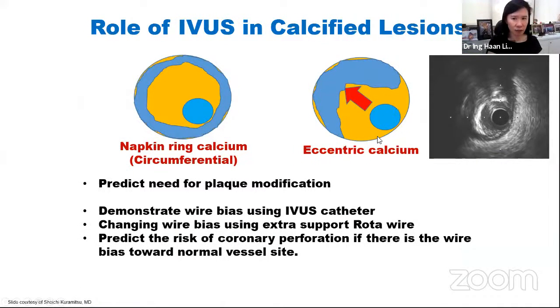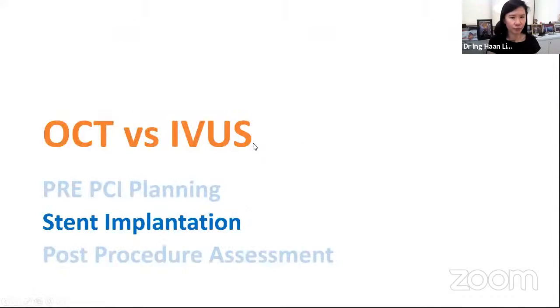IVUS does have other utilities in that the position of the IVUS catheter and the IVUS bias can actually predict the increased risk of coronary perforation if you rotablate near a normal vessel, and suggests that changing wire bias using an extra support rotor wire may decrease the risk of vessel perforation.